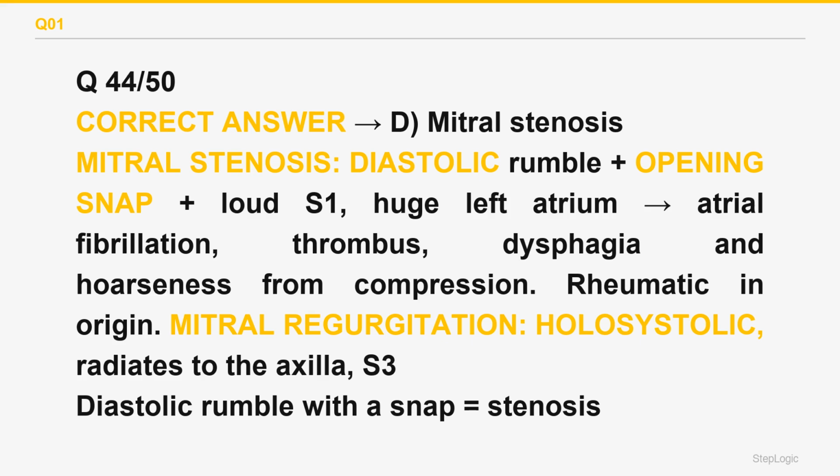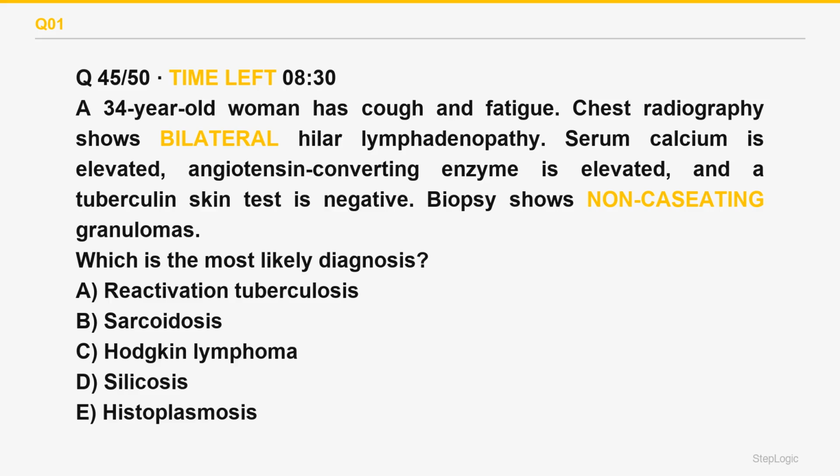Choices B and C are aortic lesions whose murmurs are heard at the base with different timing, and choice E produces a systolic murmur that increases with inspiration. If you see a diastolic rumble with an opening snap, learn to think rheumatic mitral stenosis.